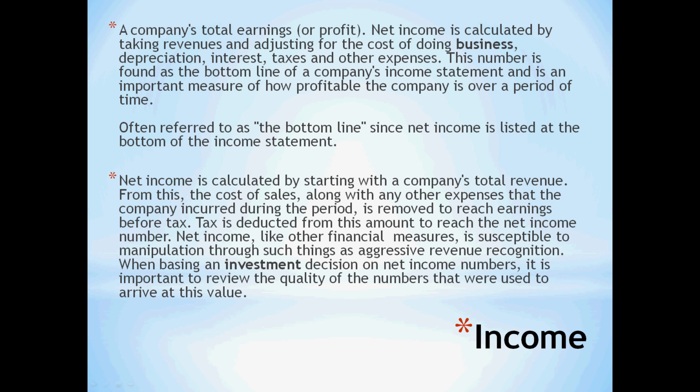A company's total earnings or profit, net income, is calculated by taking revenues and adjusting for the cost of doing business, depreciation, interest, taxes, and other expenses. This number is found as the bottom line of the company's income statement and is an important measure of how profitable the company is over a period of time. It is often referred to as the bottom line, since net income is listed at the bottom of the income statement. Net income is calculated by starting with the company's total revenue. From this, the cost of sales, along with any other expense that the company incurred during the period, is removed to reach earnings before tax. Tax is deducted from this amount to reach the net income number.